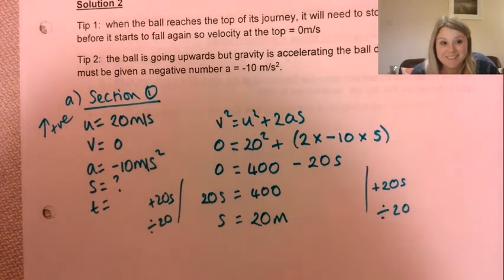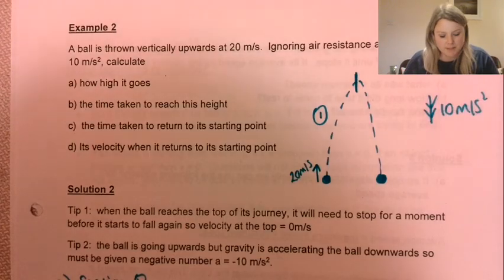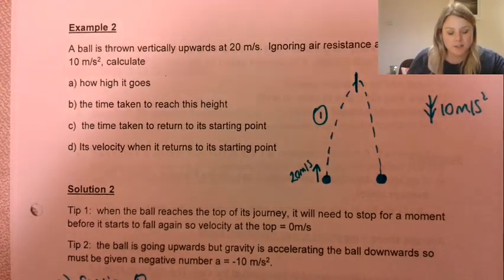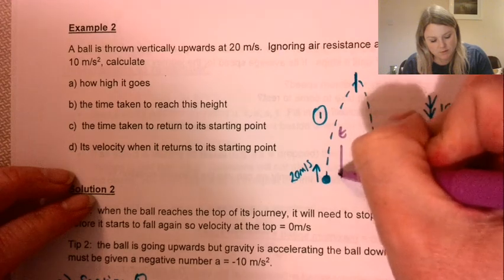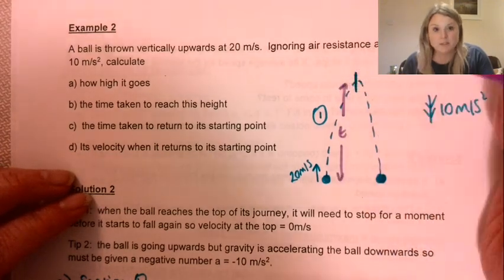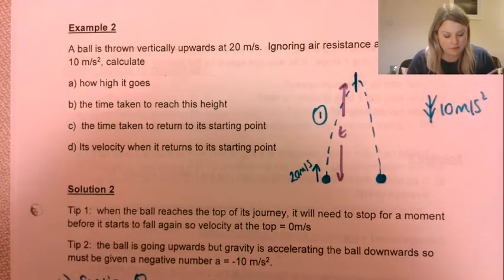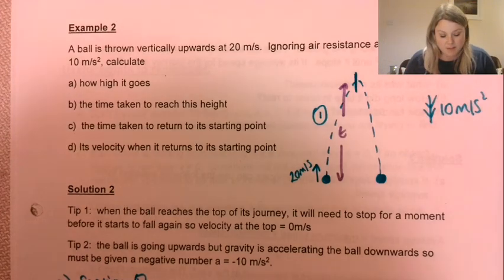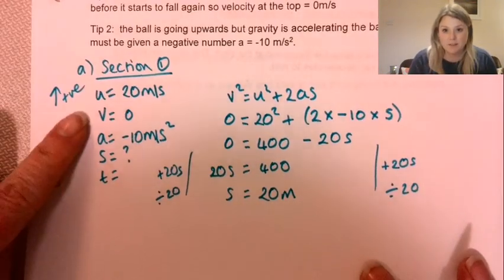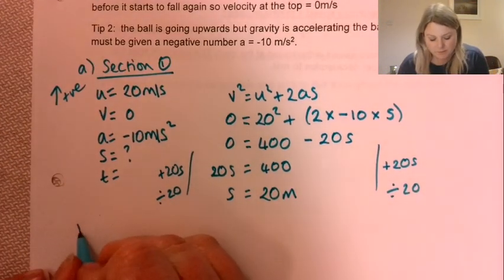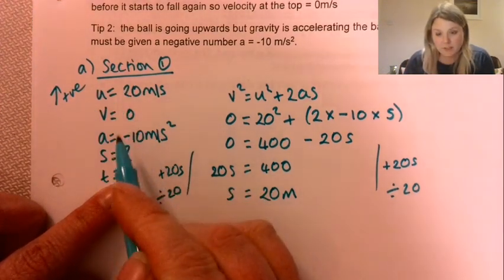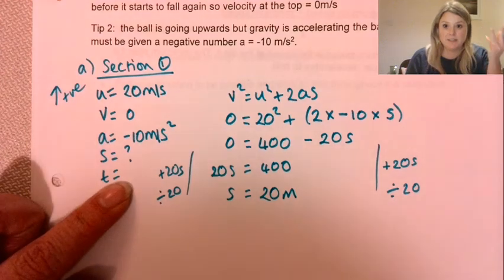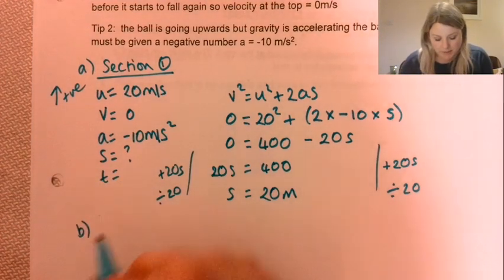Okay. Right, B is asking for the time taken to reach that height. So I'm going to figure out the time taken just from down here up until that very top bit there. So that means I can use my same u, v, a, s list that I had used up here. So now I'm looking for the time and I want to use u, v and a. So u, v, a and t. v equals u plus at.